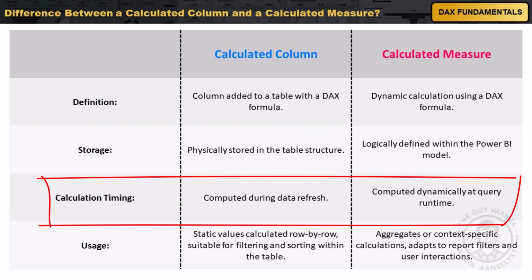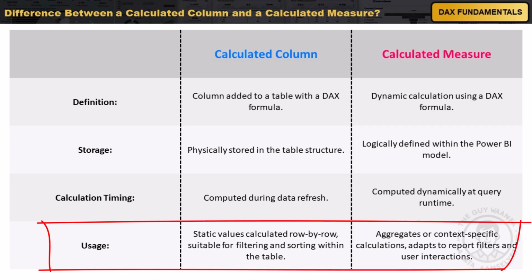The calculation for calculated columns occurs during data refresh or loading processes, and once computed, the values are stored persistently in the table. Meanwhile, calculated measures are computed dynamically at query runtime, adjusting calculations based on the context of the report, including filters, slicers, and user interactions.